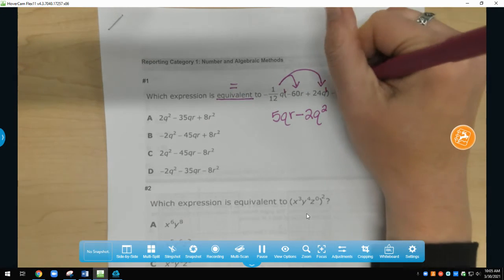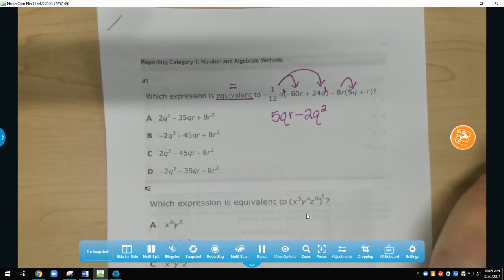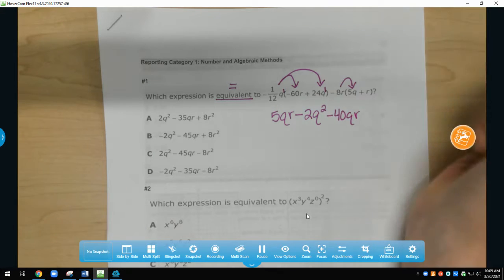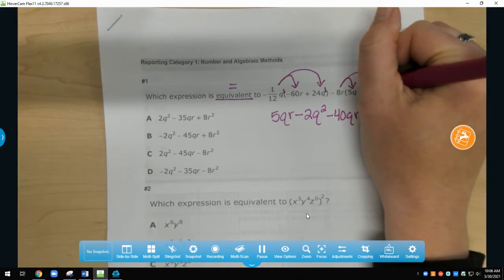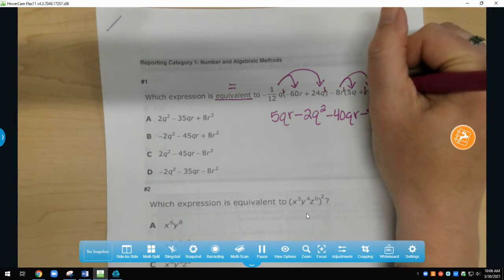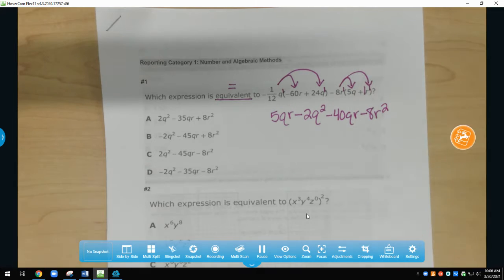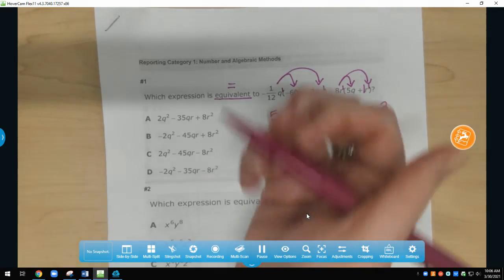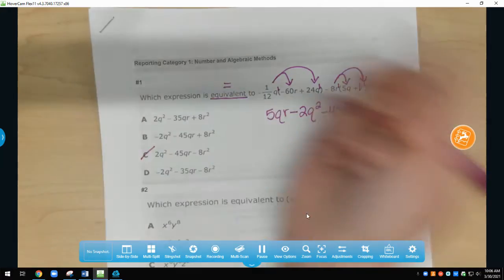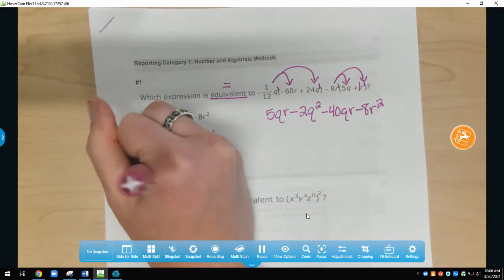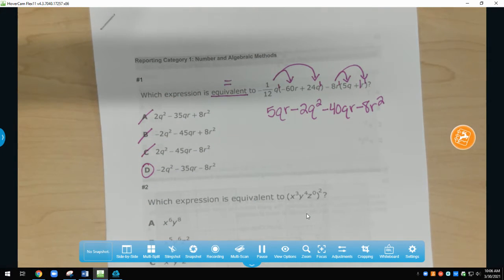Then I'm doing the same thing with the second set. So I have negative 8 times 5, which is going to be a negative 40 qr. Then I have negative 8 times 1, which is negative 8. I have 1r with the negative 8, 1r with the 1, so I have r squared. So if we look over here, we know our q squared is negative, so I can get rid of c and a. We know our r squared is negative, so I can get rid of b. So our answer should be D.